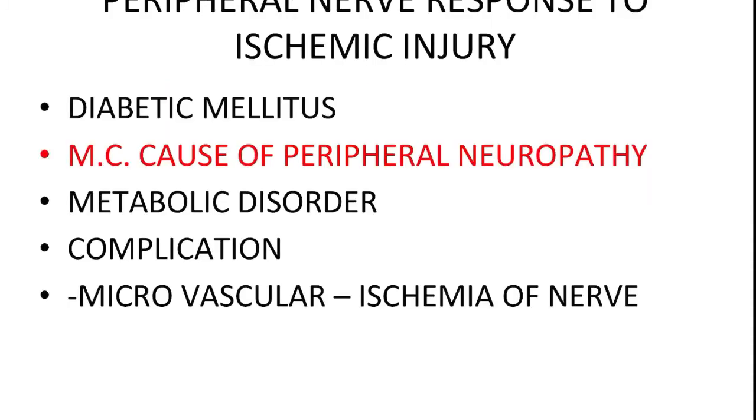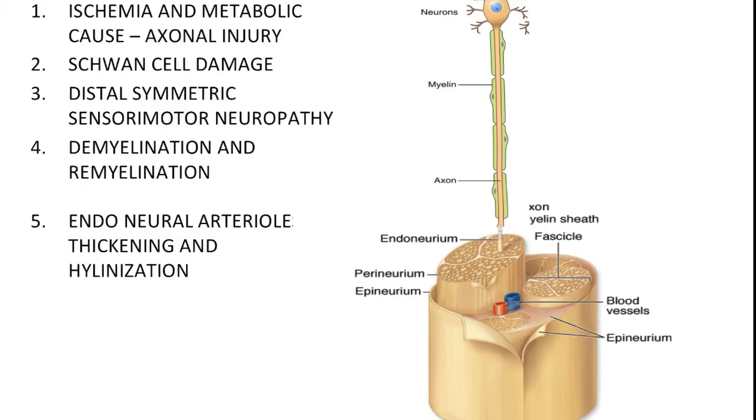Peripheral nerve response to ischemic injury: basically it is diabetes mellitus, because it is a metabolic disorder, it causes vasculitis, and due to that there is ischemia. This is the most common cause of peripheral neuropathy in the world, and in India also for the same reason. Through this figure we can understand that there is ischemia and a metabolic cause. In case of diabetes, basically the axon is injured rather than the myelin. Schwann cells are also damaged, secondary to the axonal injury. Due to this neuropathy, the patient can have both sensory and motor nerves involved. There is demyelination and remyelination again.